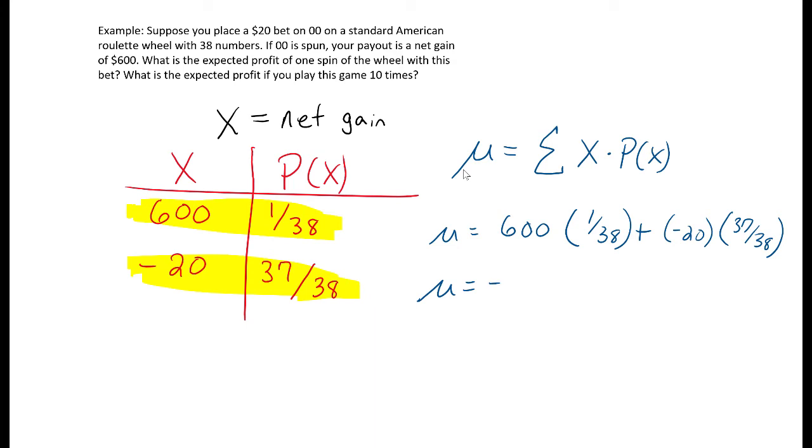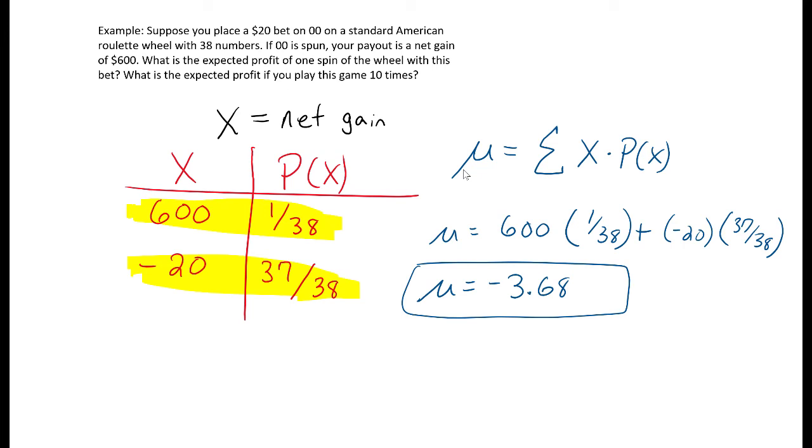So mu equals a negative $3.68. So what does that number mean? That number means that if we play this game a bunch of times, sometimes we're going to hit 600. A lot of the times we're going to lose $20. If we were to average up all of those winnings and losses, we're going to end up having an average net loss, it turns out, of $3.68. So what does that mean? Should we be playing this game? Probably not. But the key here is that this is the expected value for one play of the game.